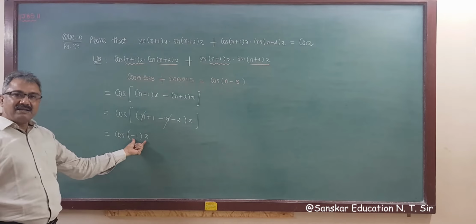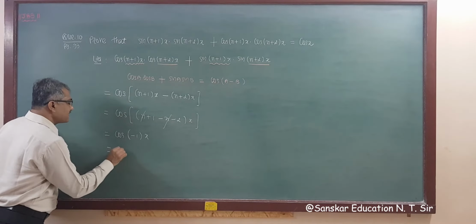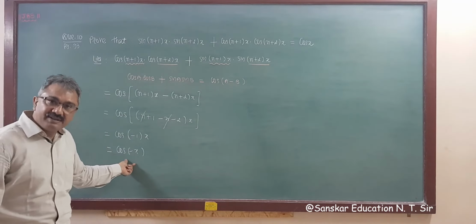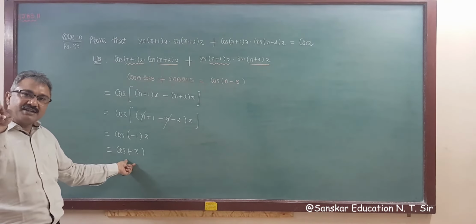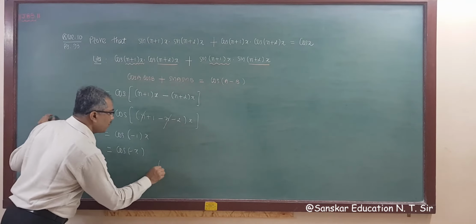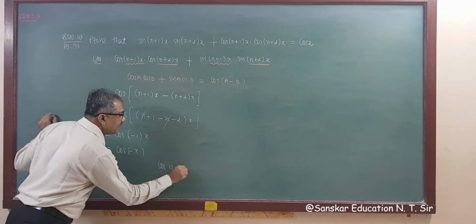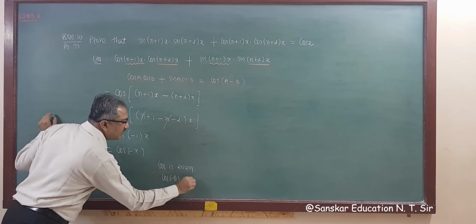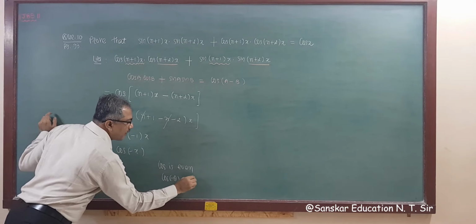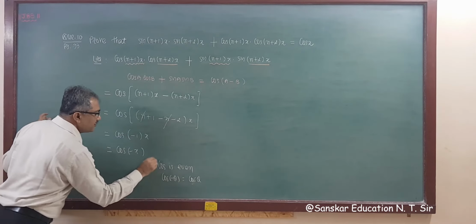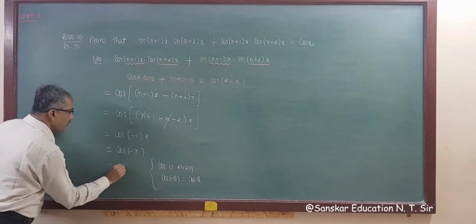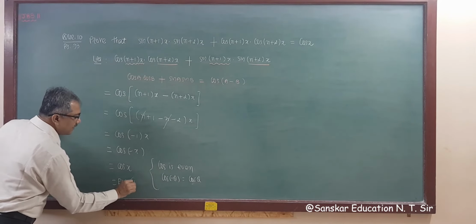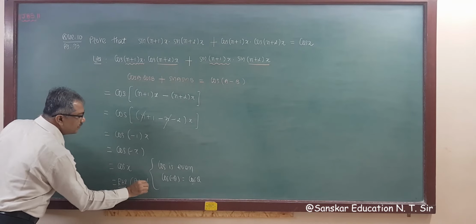Now this is cos(minus x). But cos is an even function, that you know. So cos(minus theta) is cos theta. So cos is even. So cos(minus theta) is equal to cos theta, that you know. So the answer will be cos x. So this is your right hand side, what you want to prove, right?